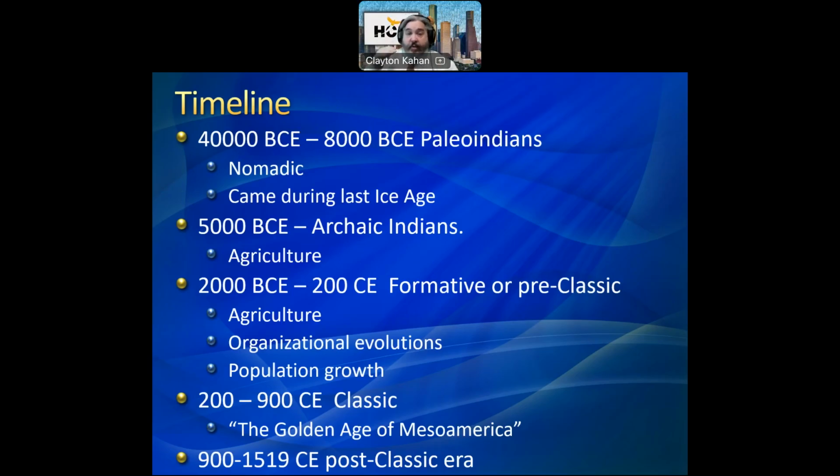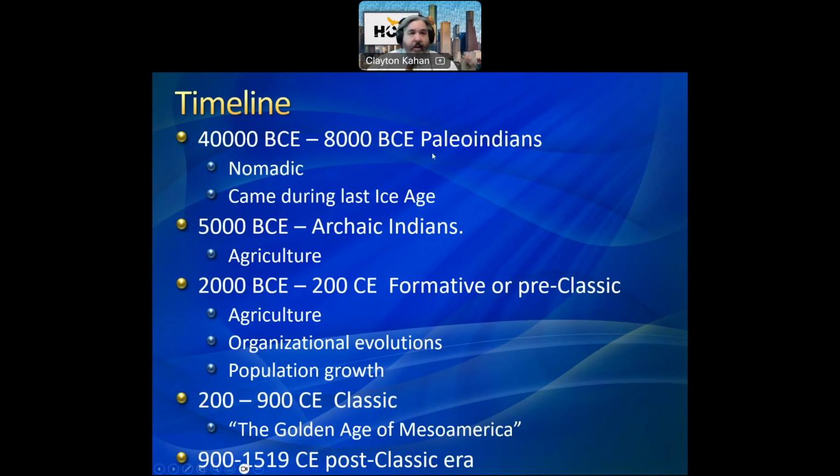As they move further south, they become more sedentary. Now, what marks them as different from, say, the Archaic Indians is that they too are engaged in agricultural production, but it's much more intense agricultural production. And because of the intensity of that agricultural production, these formative or pre-classic Indians are reliant on the production of agriculture. Previous groups are reliant on hunting and gathering.